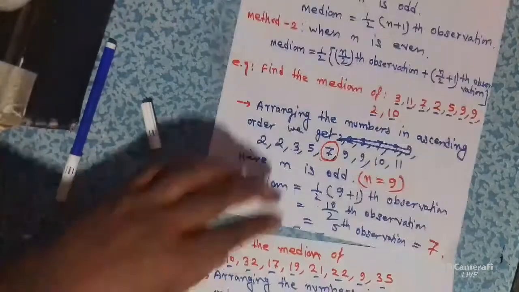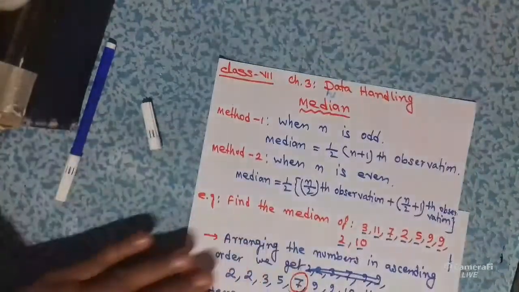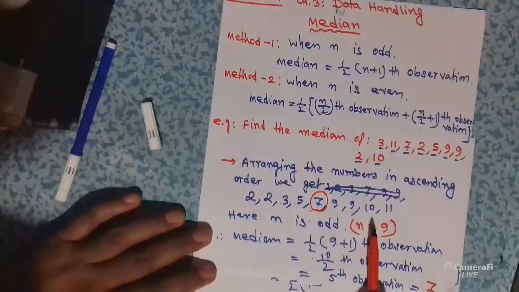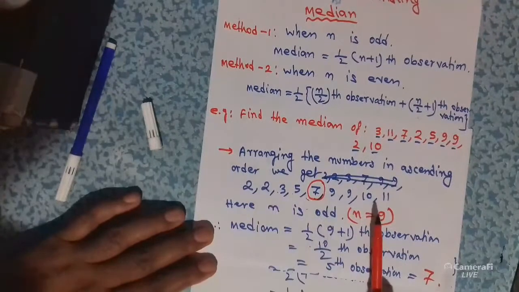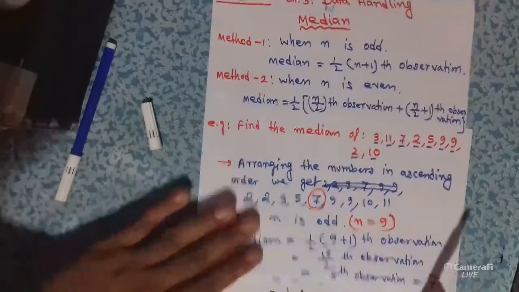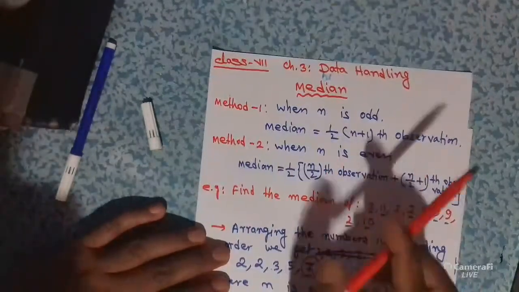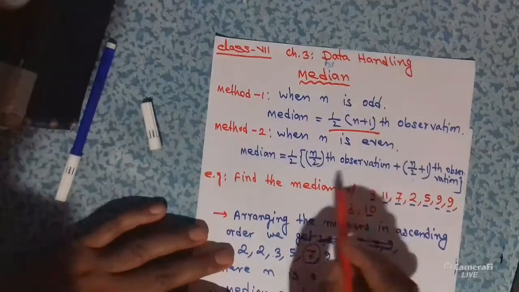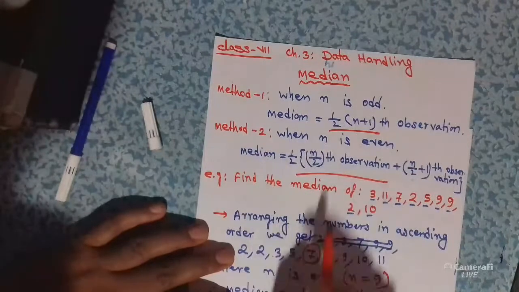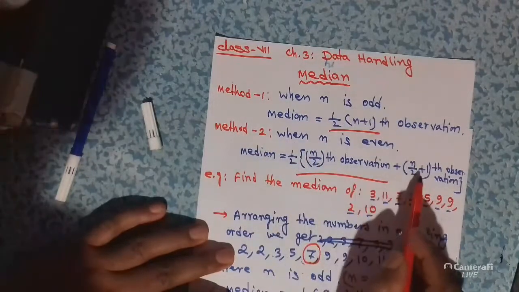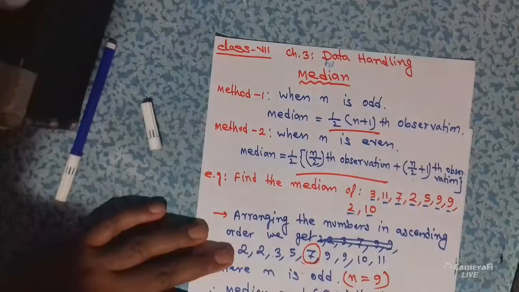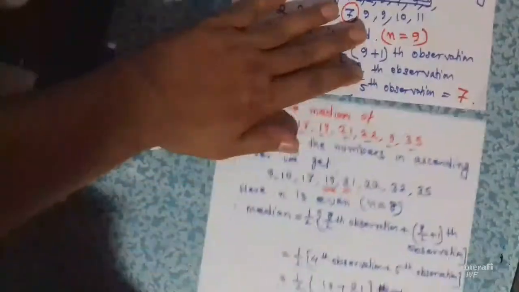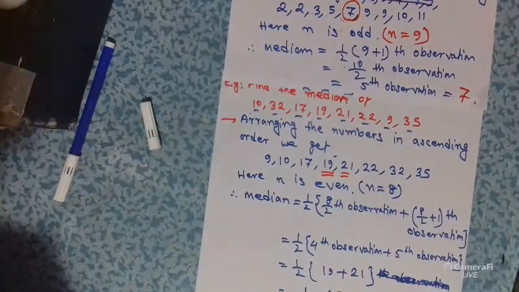Students, always remember one thing: the process is the same. At first you must arrange the numbers, then find whether n is even or odd. If it is odd, use the formula half of n plus 1, and if it is even, use the formula half of n by 2 plus n by 2 plus 1th observation. I hope you understood. Now ask me if you have any doubt.